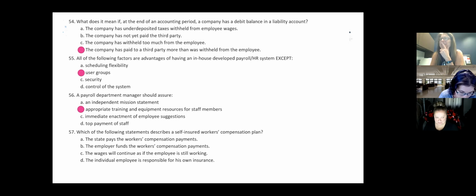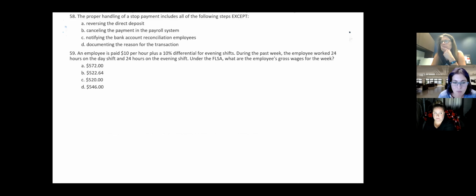B, good job. Which of the following statements describes a self-insured workers' compensation plan? You guys are awesome. The employer funds the workers' compensation payments.